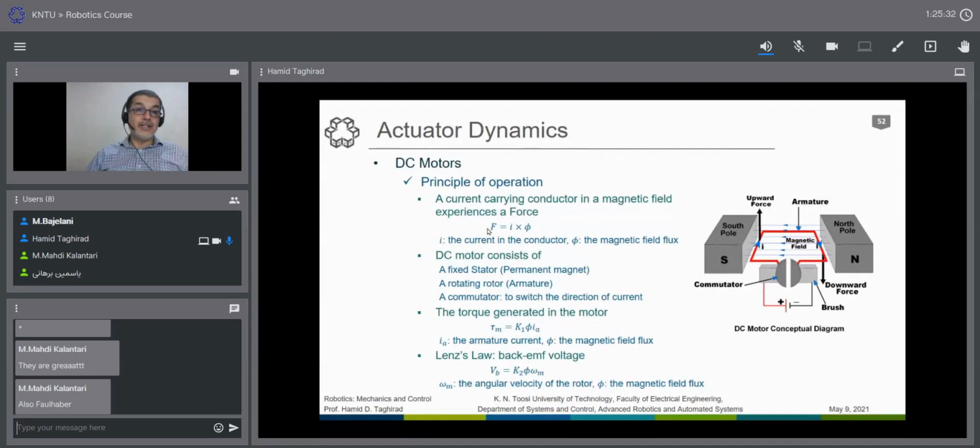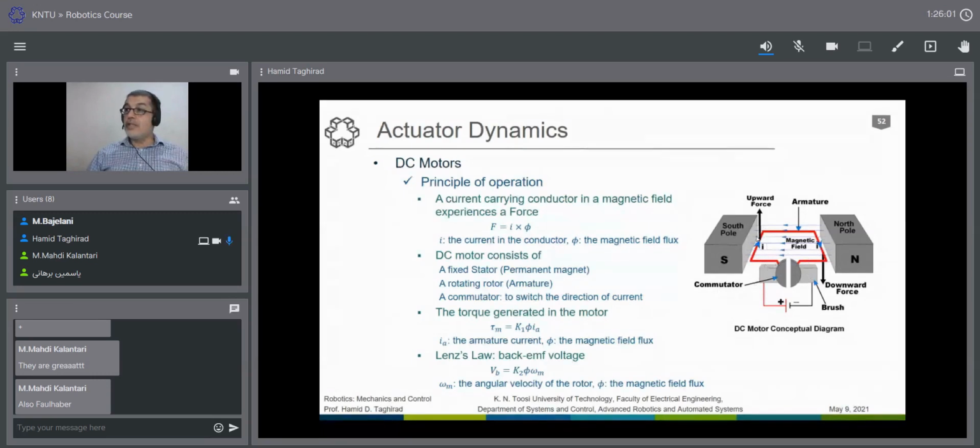And this is the important electromechanical part of a DC motor. It will produce a force by having a magnetic flux and a current in the system. If we put it this way, we have a force in here and a force in here, and it will rotate. These two forces provide a torque to the system.